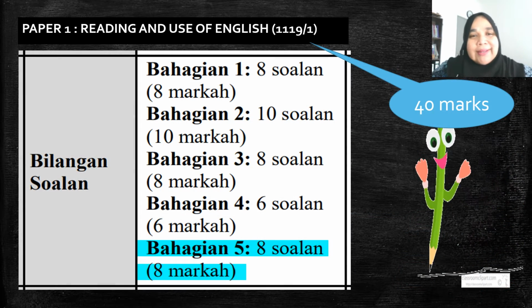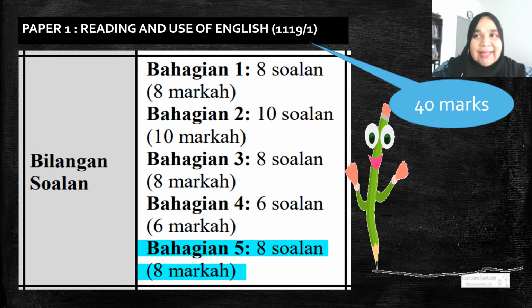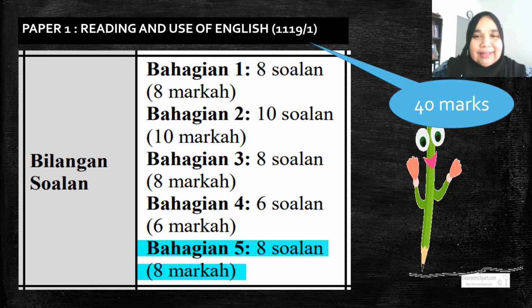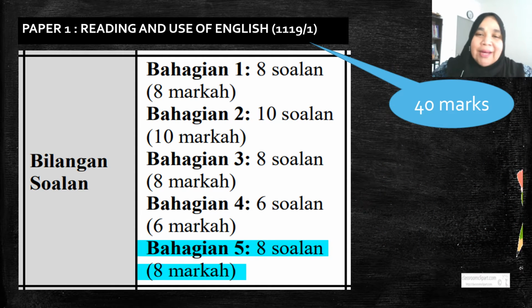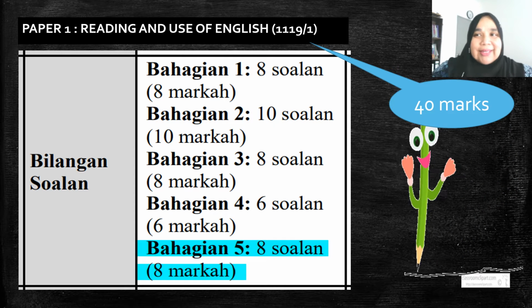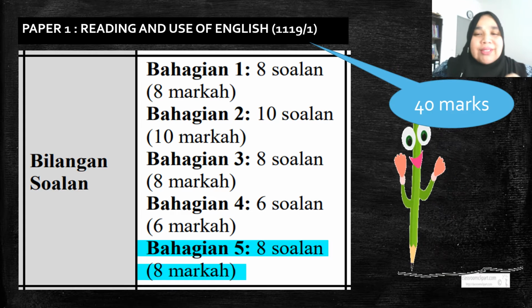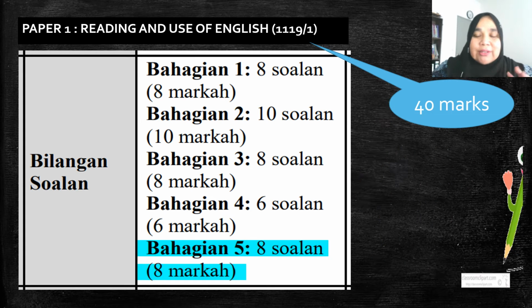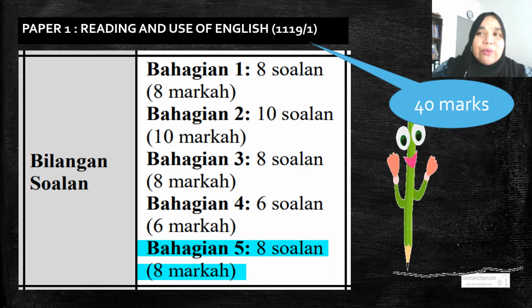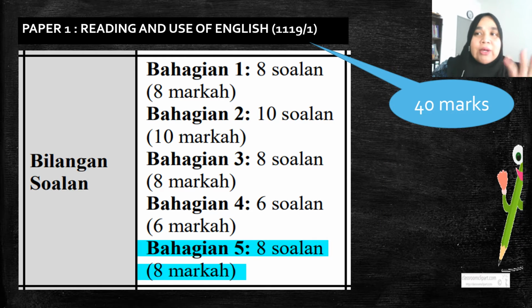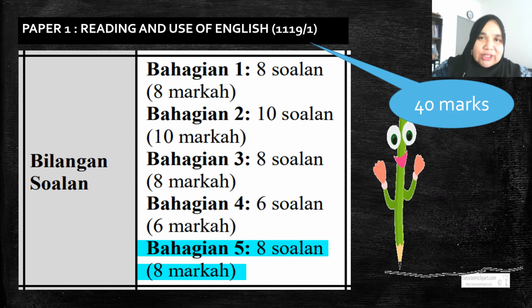Okay, for Paper 1, Reading and Use of English, what to expect? In this paper, there will be 5 parts of questions, Part 1 until Part 5, with an overall total mark of 40. In this video, we will be focusing on Part 5, which consists of 8 questions.